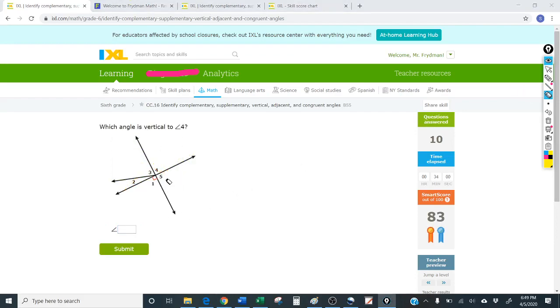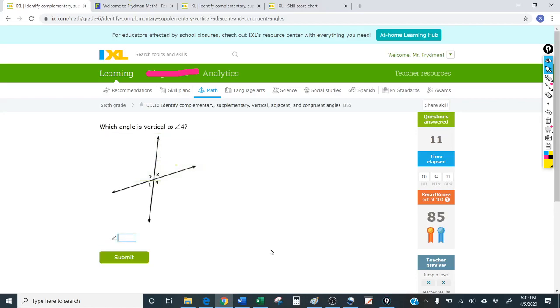Which angle is vertical to angle 4? That would be this angle on the opposite side, which is angle 1. Which angle is vertical to... It's giving me a lot of vertical angle questions. Okay, so again, I see that angle 2 is on the opposite side from angle 4. They're both formed from the same lines. So angle 2 is vertical to angle 4.